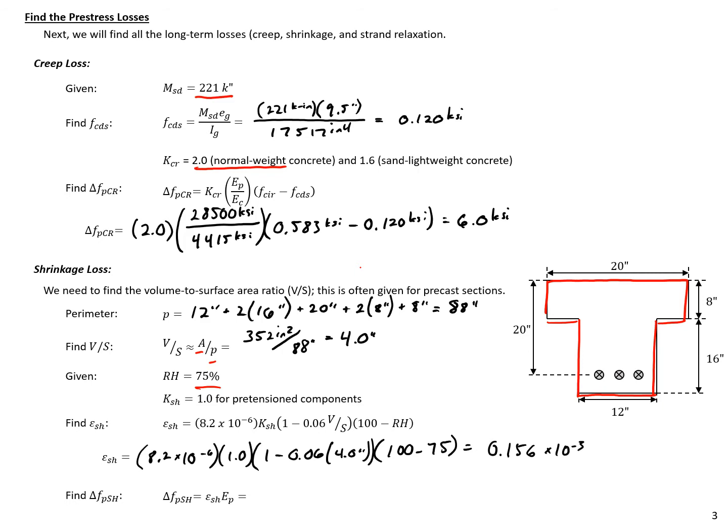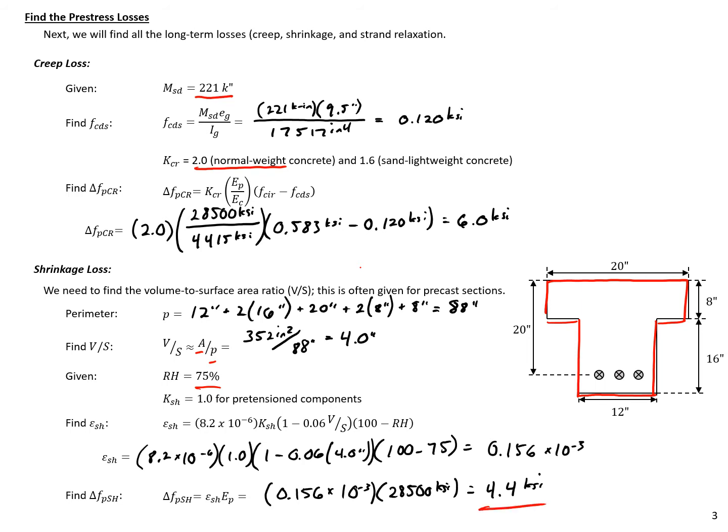We can take this shrinkage strain times our modulus for our pre-stressing strands, 0.156 times 10 to the negative third times 28,500 to give us a shrinkage loss of 4.4 ksi.